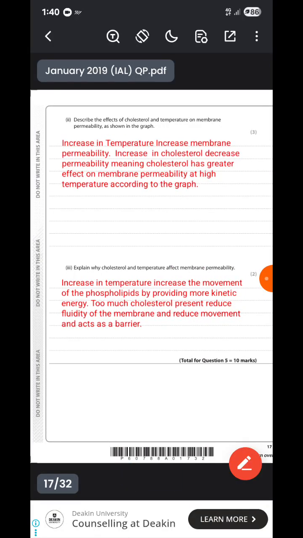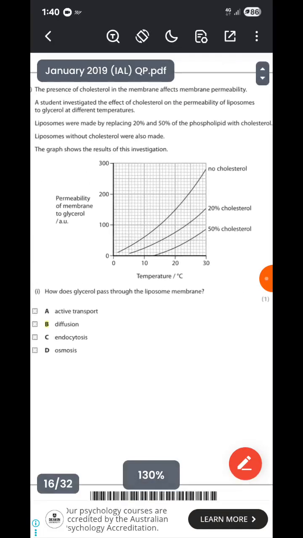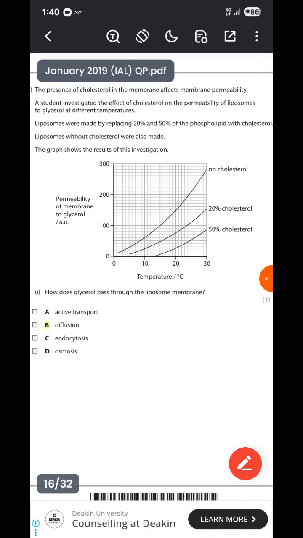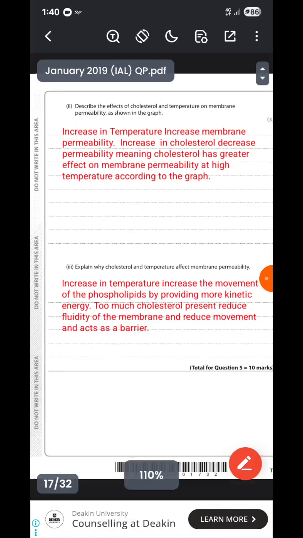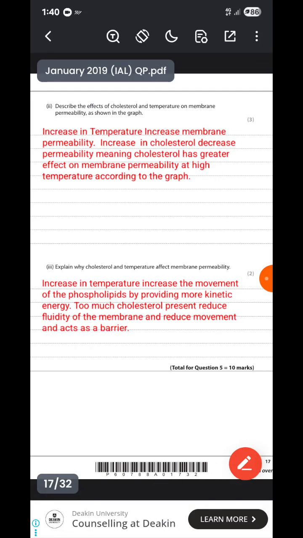Roman numeral 2. Describe the effects of cholesterol and temperature on membrane permeability as shown in the graph. We took a look at the graph earlier. So the answer is: increase in temperature increases membrane permeability. Increase in cholesterol decreases permeability, meaning cholesterol has a greater effect on membrane permeability at high temperature according to the graph. Okay.